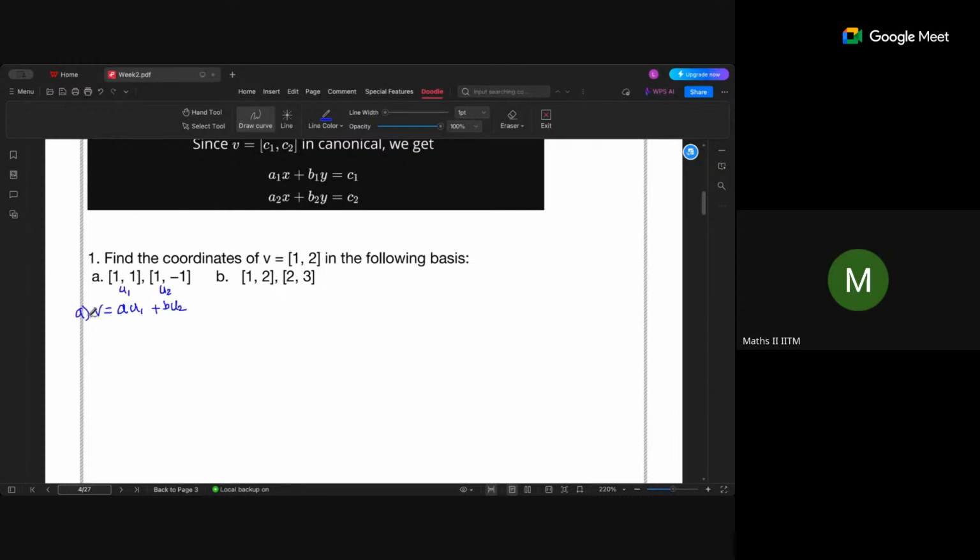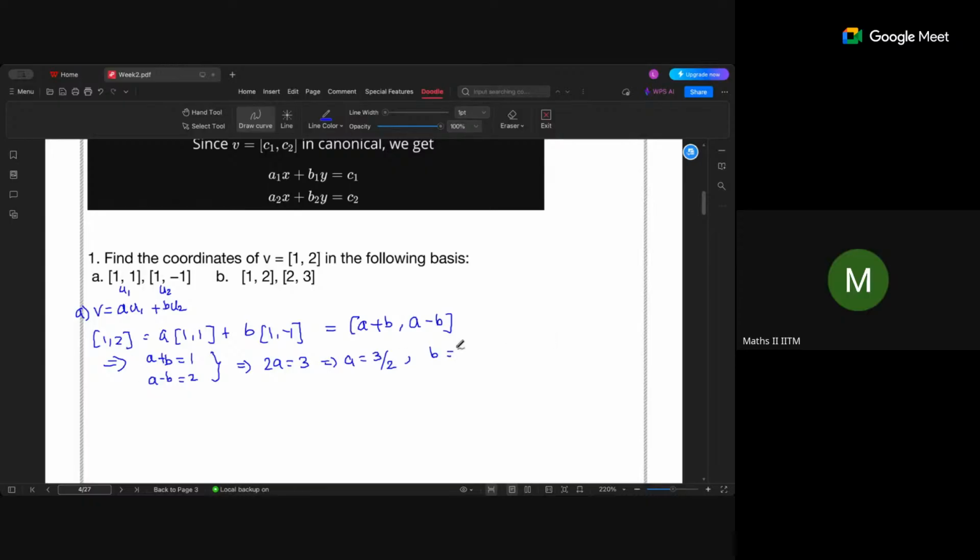If I expand this, what will I get? (1, 2) is equal to a times (1, 1) plus b times (1, -1), which is (a plus b, a minus b). Comparing the left hand side and right hand side, what equations do you get? a plus b equals 1 and a minus b equals 2. When you solve this, you get 2a equals 3, so a is 3 by 2. And b is 3 by 2 minus 2, so minus 1 by 2.